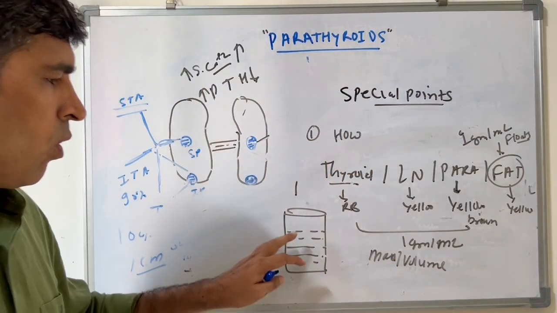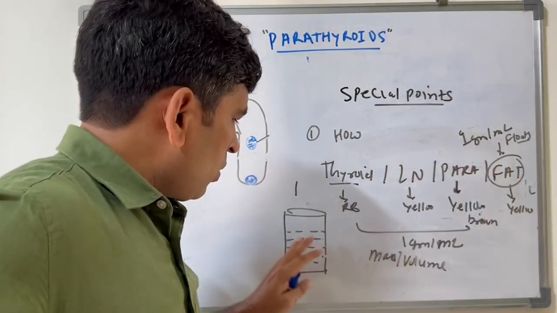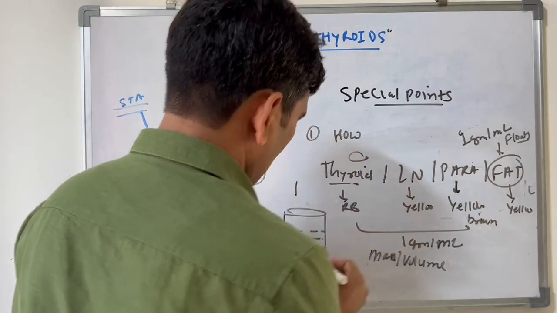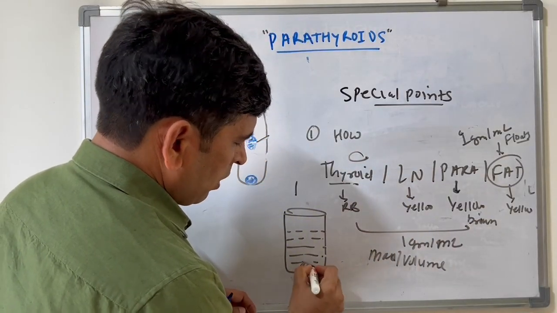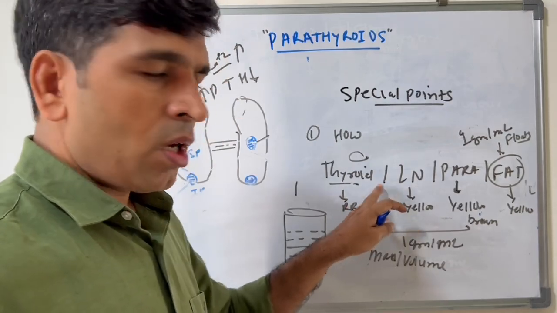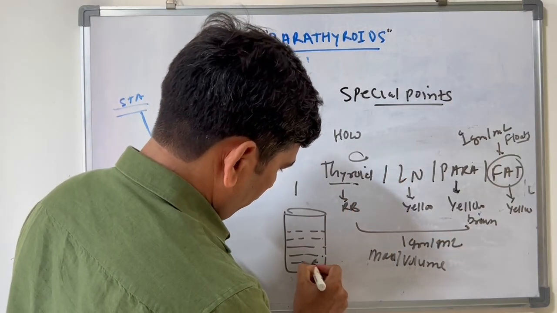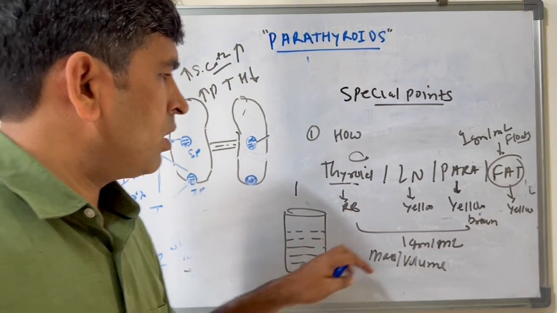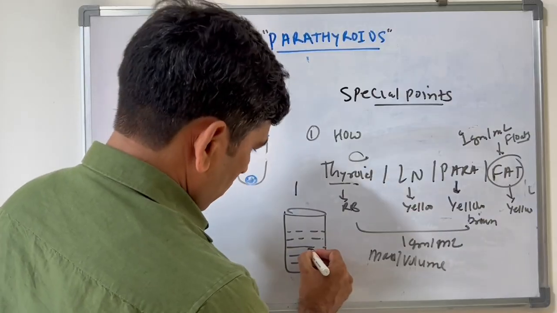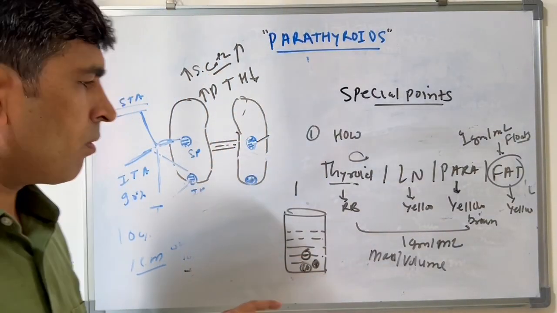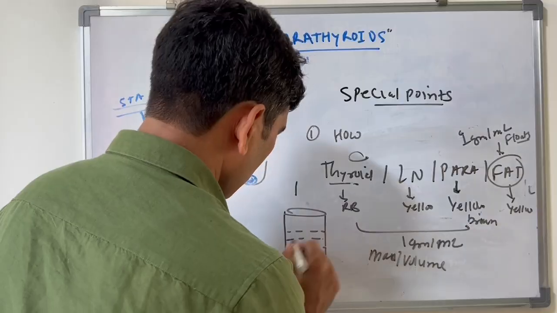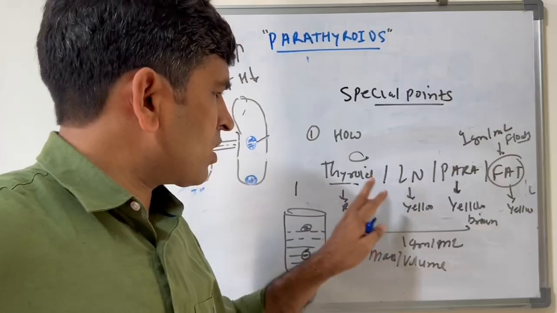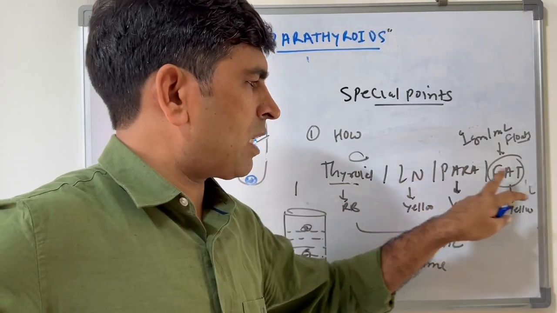If you put all four into this glass of water, the fastest to sink is the thyroid. Thyroid will sink fastest, while second is the lymph node. Third to sink is the parathyroid, and the fat will float. So the sequence of sinking is thyroid, lymph node, parathyroid and fat.